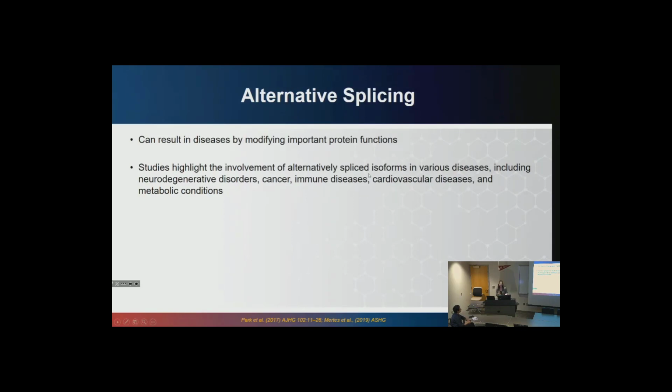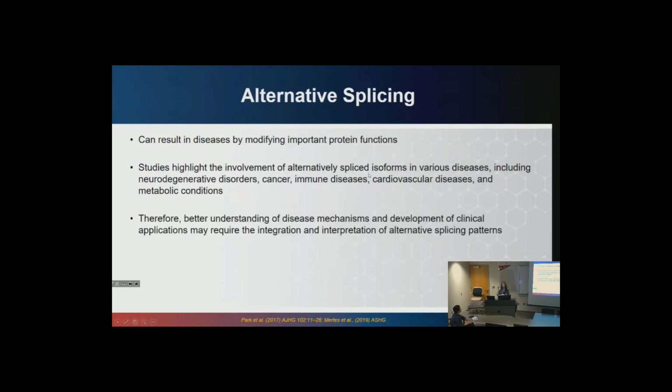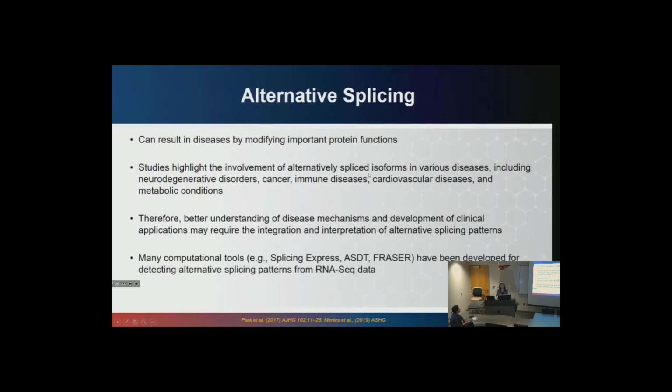Studies highlight the involvement of alternatively spliced isoforms in various diseases, including neurodegenerative disorders, cancer, immune diseases, cardiovascular diseases, and also metabolic conditions. Therefore, better understanding of the disease mechanisms and development of clinical applications may require the integration and interpretation of alternative splicing patterns. Many computational tools have been developed for detecting these alternative splicing patterns from RNA-seq data.